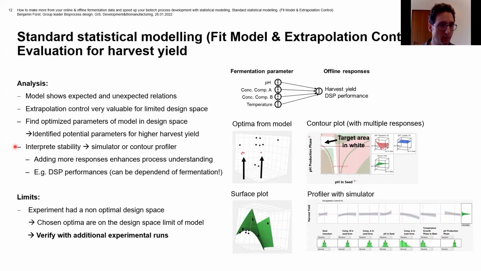Just a nice side fact, how to interpret stability. I normally prefer to use the simulator here. You can just add that to the profiler. And I also like to use the contour plot, especially when you have multiple responses. So not only the titer, but imagine you have some DSP performance you want to put into your model as well. Then you put them all in a contour plot and limit the areas where you want to have the process, and then you have the target area where you need to run your process to be within all the specs.